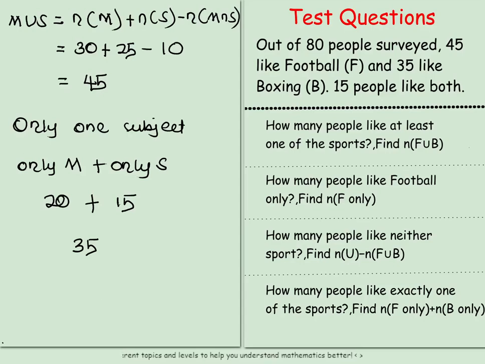It says, out of 80 people surveyed, 45 like football, 35 like boxing, and 15 like both. So you have to find how many people like at least one of the sports, that is F union B. Secondly, how many people like football only, that is the number of F only. Then how many people like neither, and then how many people like exactly one of the sports. With all, you've been given the formulas you need to use.